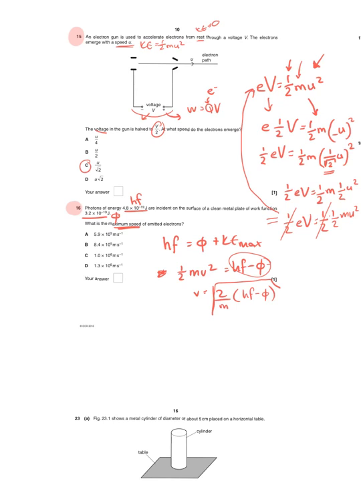So your expected answer should be A. Once you put the numbers in, it will be square root of 2 over, since it's an electron again emitted from the surface, 9.1 times 10 to the minus 31. And then you just subtract the energies, 4.8 minus 3.2, times 10 to the minus 19. Just put the numbers in and you should get A as the correct answer.